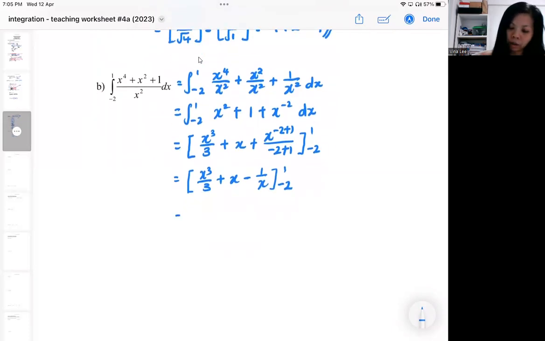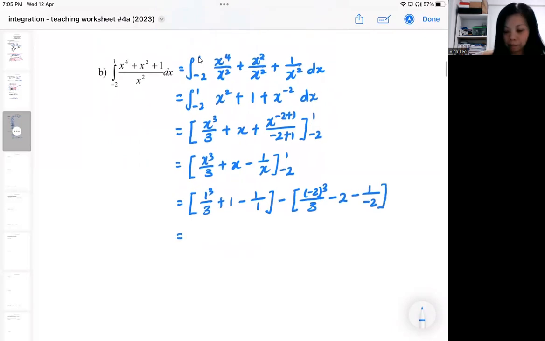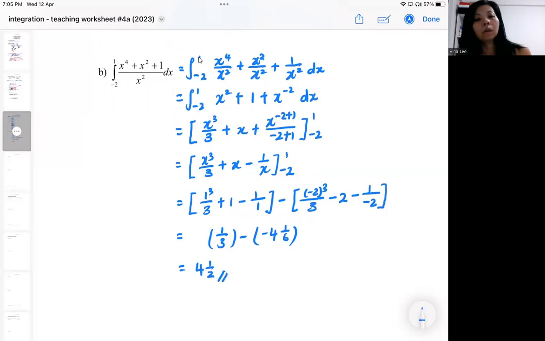Then after arrangement, you can do a top minus bottom, put in the 1, subtract, put in the minus 2. You've got to work out each bracket super carefully. The first bracket, I got a 1/3. The second bracket, I got -4 and 1/6. So all in all, you get 4.5. So 4.5 represents the area that is under the curve.